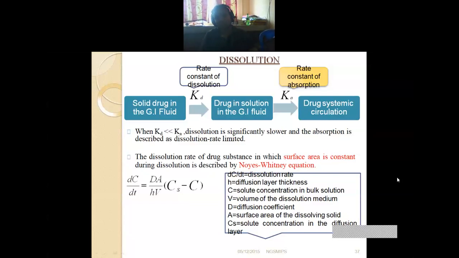Why is dissolution important? See, in our body we have different pH. In our buccal cavity, the pH is different. In our stomach, the pH is different. In our intestine, the pH is different. For targeting the intestine, what type of tablet formulation do we prepare? We prepare enteric coated tablets.